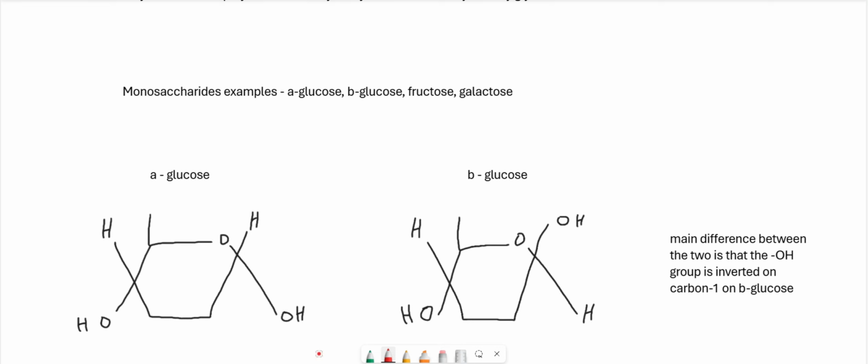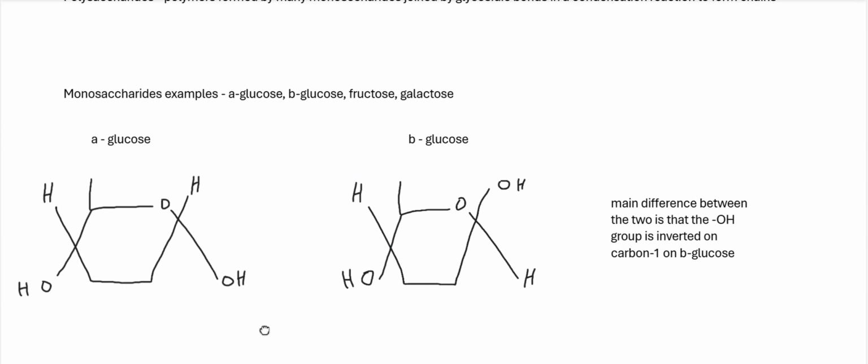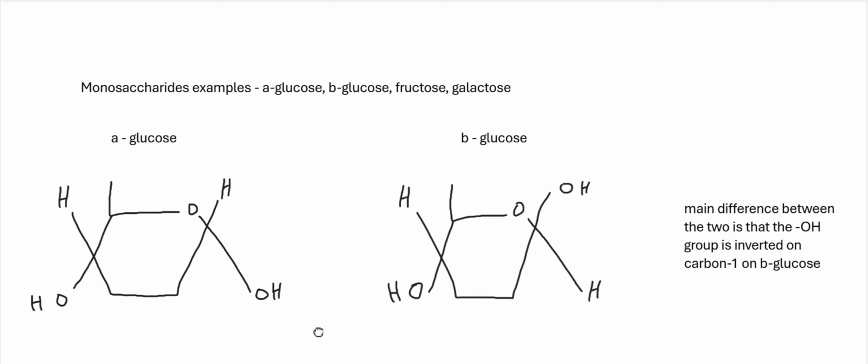Here I've included a diagram that you need to know how to draw in the exam. Alpha glucose is on the left and beta glucose is on the right. The main difference between the two is that the OH group is inverted on carbon 1 on beta glucose. You may be familiar with these structures if you do A level chemistry or GCSE chemistry. This is like the skeletal formula of A level chemistry. You'll encounter this formula later on.